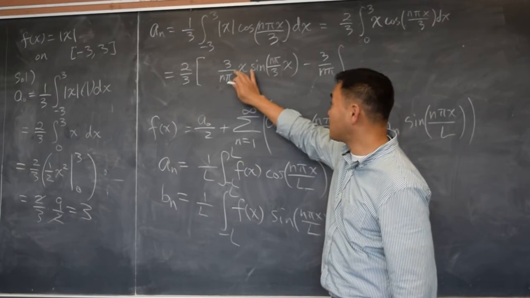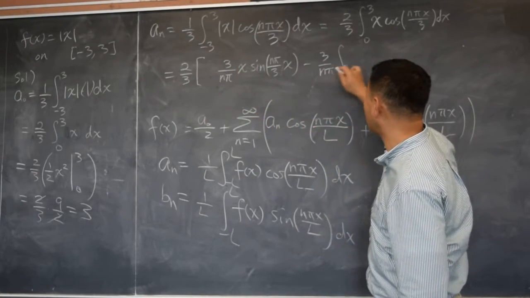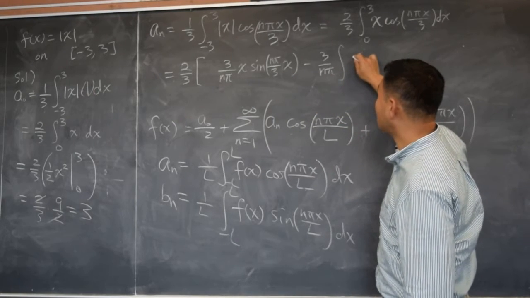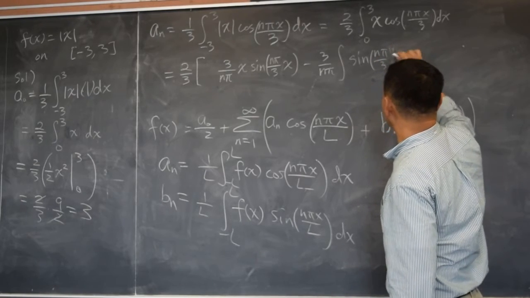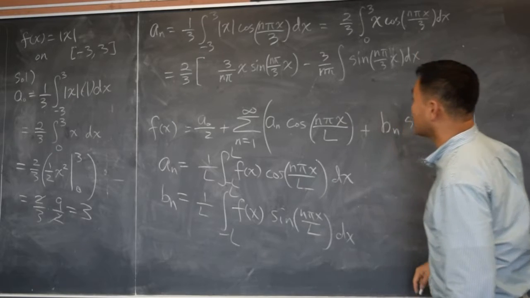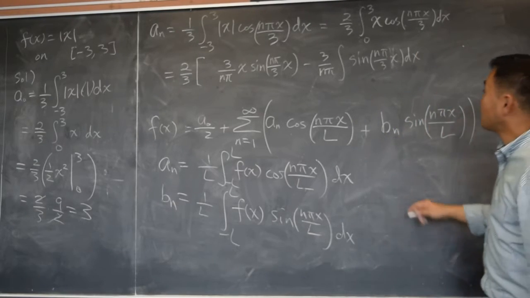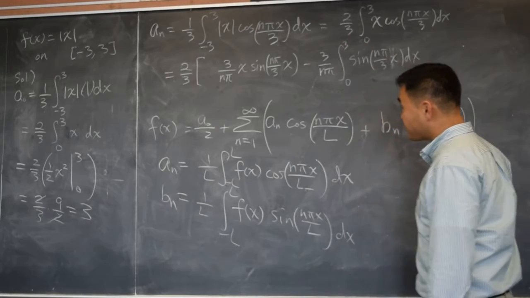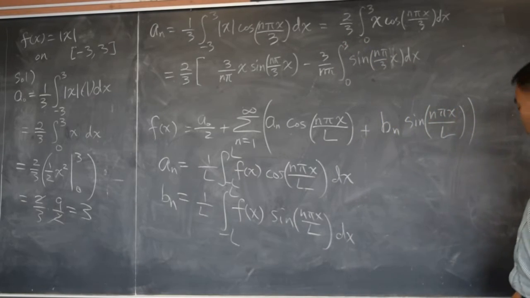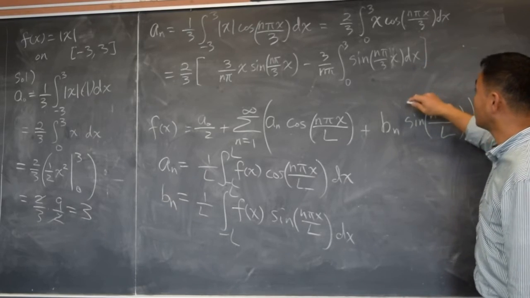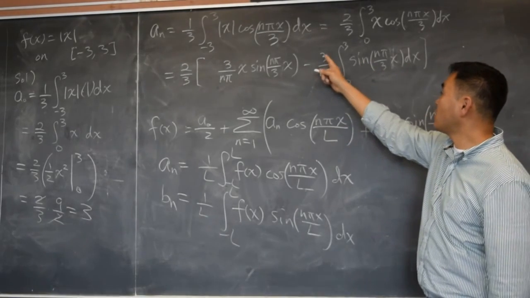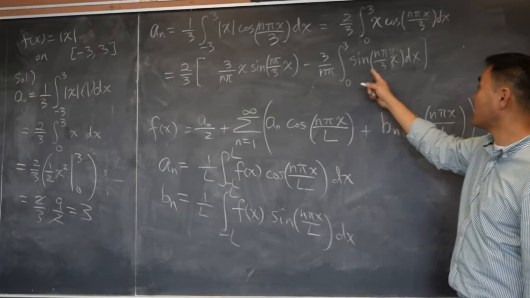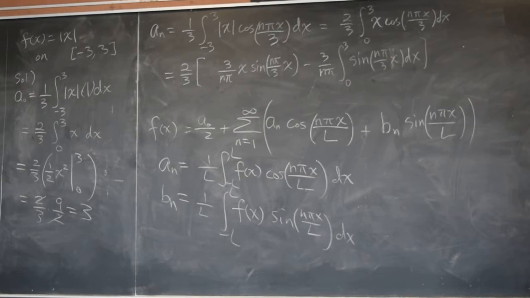Integration by parts says you differentiate the one that you didn't integrate. So if you differentiate x, you get 1. So now you have to integrate, and then from 0 to 3, which gives you, since sine integrates to negative cosine, another of these: 9 over n squared pi squared cosine n pi over 3 x. And then that's it, right?